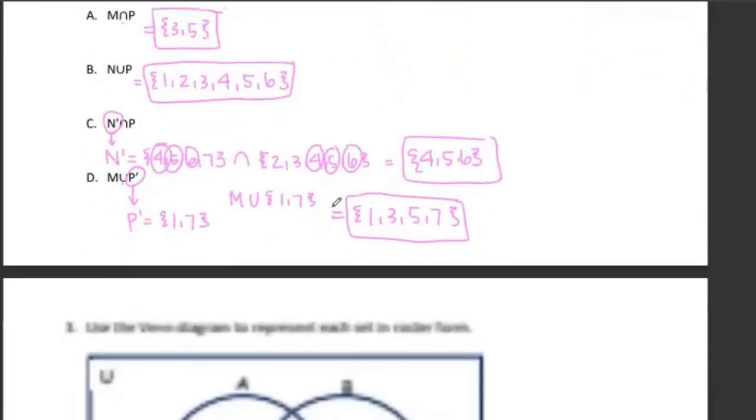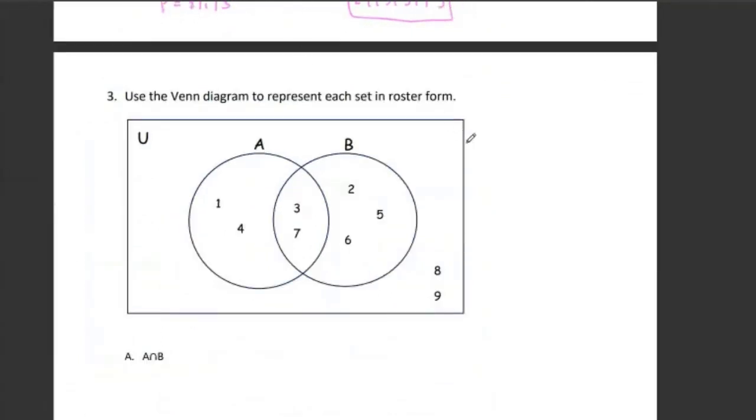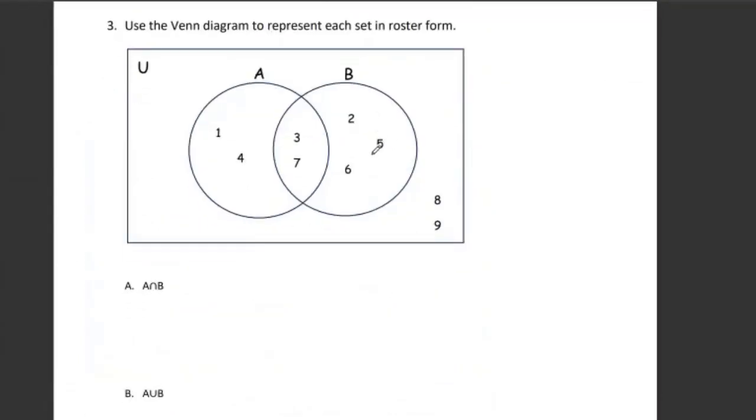Alrighty. Number 3. Use the Venn diagram to represent each set in roster form. So they actually give us the Venn diagram, and they want us to find the intersection and union and list all the elements. So intersection is the upside down U. So that is going to be the elements that are in the intersection piece, which is just 3 and 7.